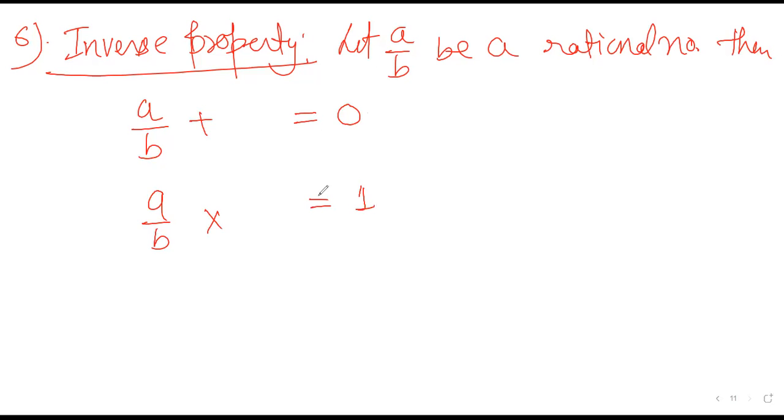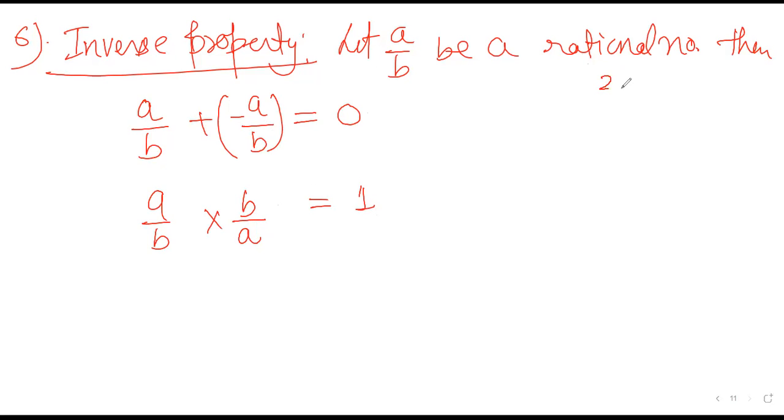That means the inverse and identity properties are related to each other. So which number should be added to get 0? That is simply minus a upon b. If you add them, you will get 0. And if you multiply a upon b with b upon a, then you will get the multiplicative identity element.